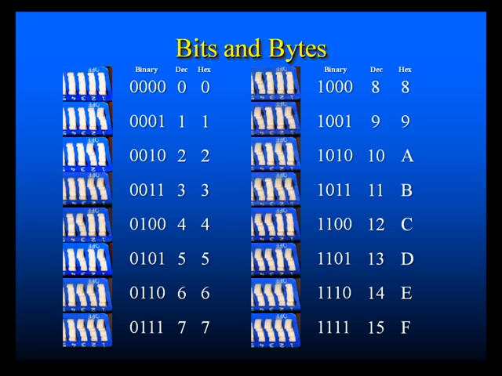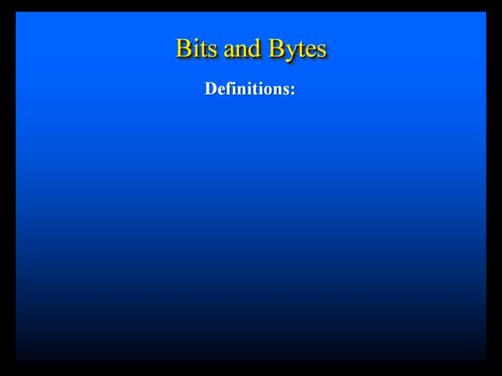That's called a hexadecimal system. And in fact, if you remember back to high school math, the first system, binary, is what we call base 2. Decimal is base 10. And hexadecimal is base 16. Now let's get into some definitions here.